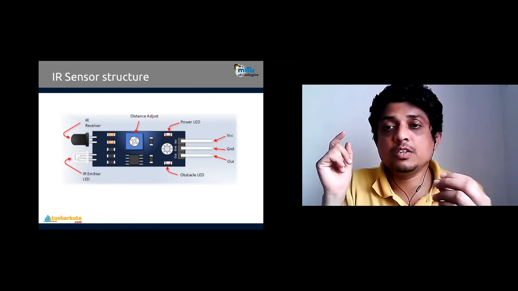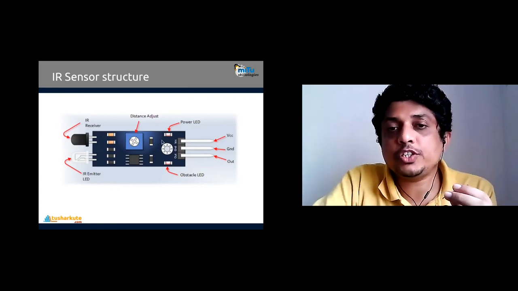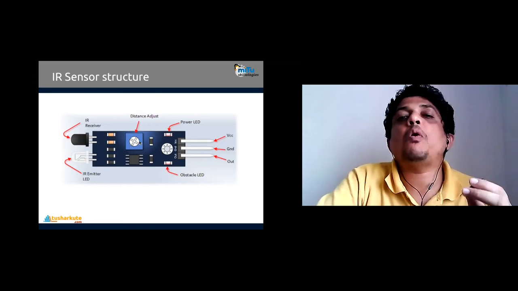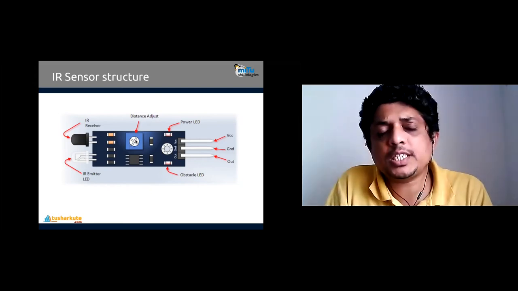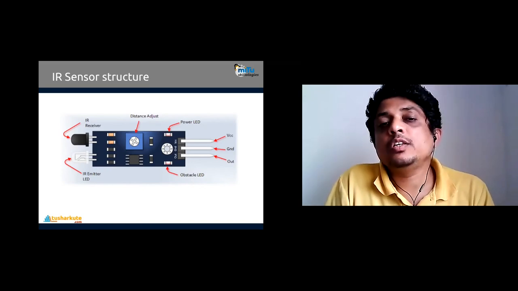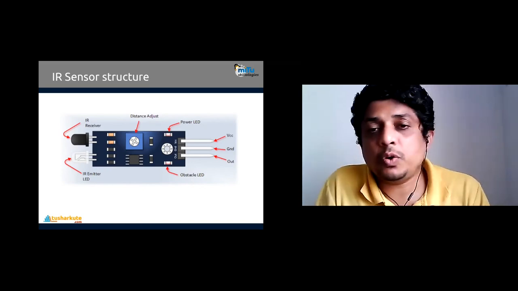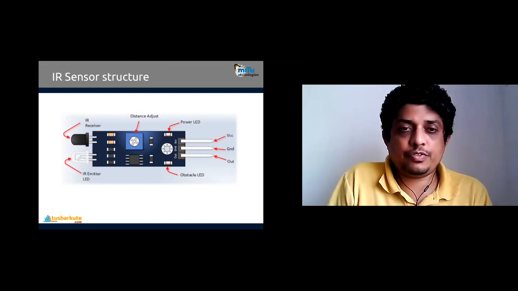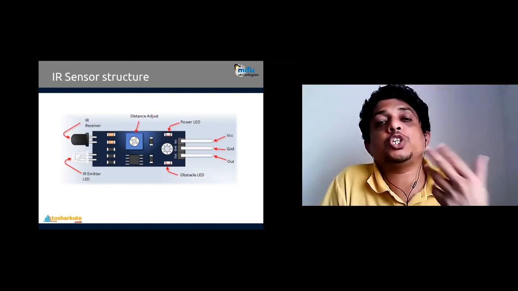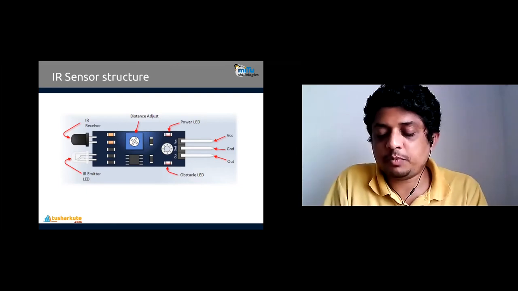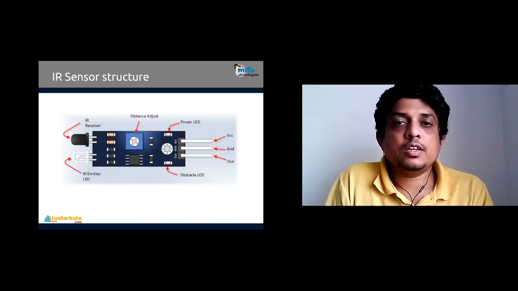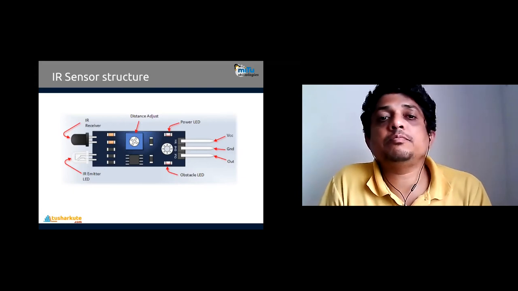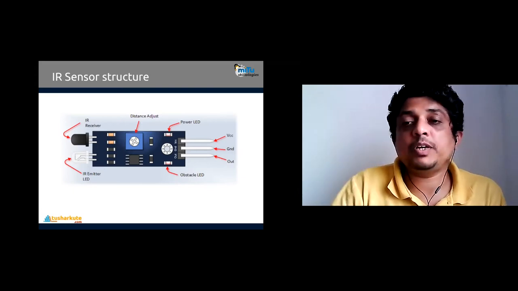And every sensor module contains one more thing, a distance adjust potentiometer, the pot. The sensitivity of the module can be changed with the help of the distance adjust potentiometer. Fine, that's basically what the IR sensor performs.